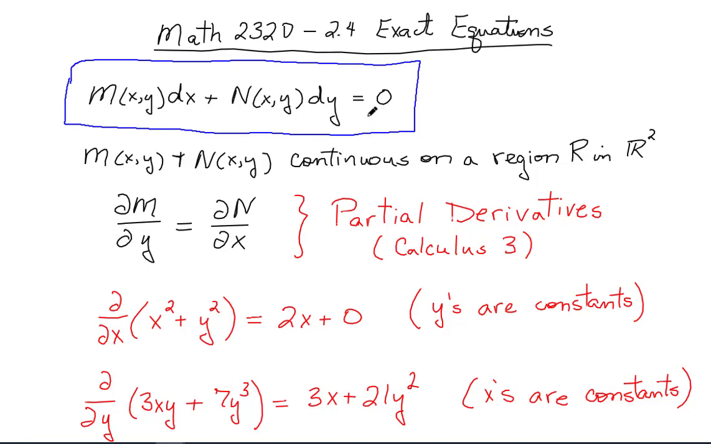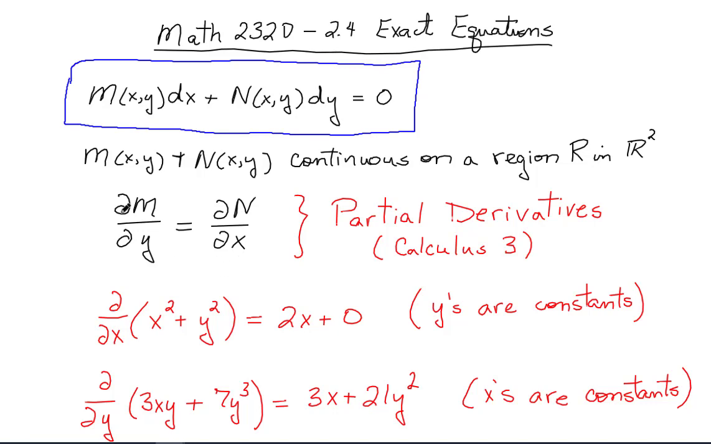Now the assumptions for all of this to work are that M and N are both continuous functions on a region R in the plane. Now some of this discussion doesn't come about until Calculus 3, so I want to be careful as we start talking about this for those of you who haven't seen this before. For this differential equation to be called exact, the partial derivative of M with respect to y must be equal to the partial derivative of N with respect to x.